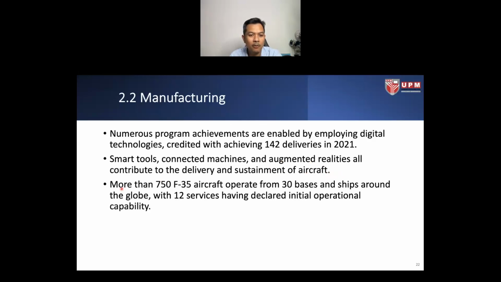Okay, and more than 750 F-35 aircraft are already operated from 30 bases and ships around the globe, with 12 services having declared initial operational capability. Right. So this is to show that the capabilities of aerospace manufacturing are not only limited to civil aerospace or civil airlines, but also benefit the defense sector.